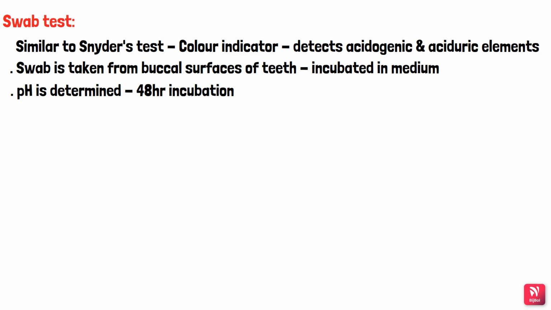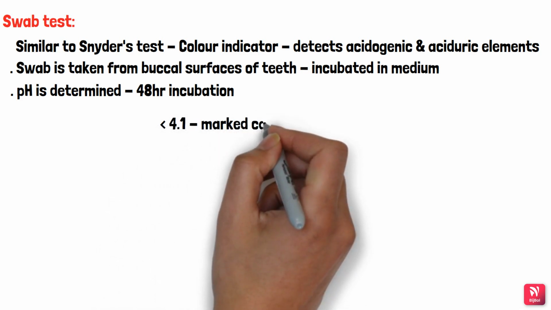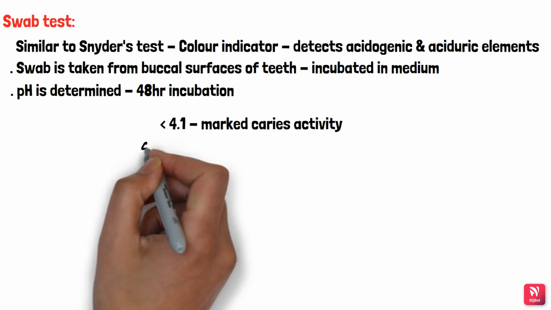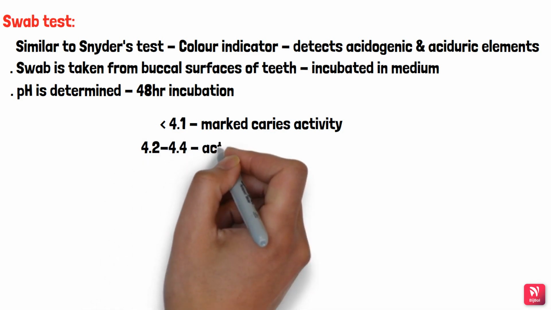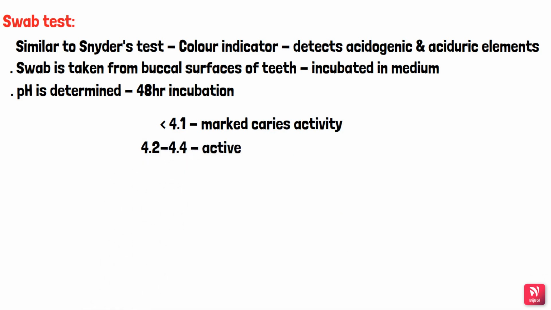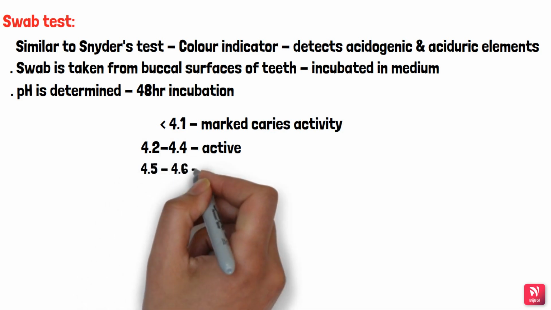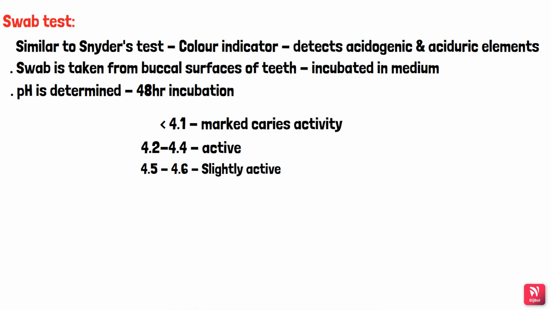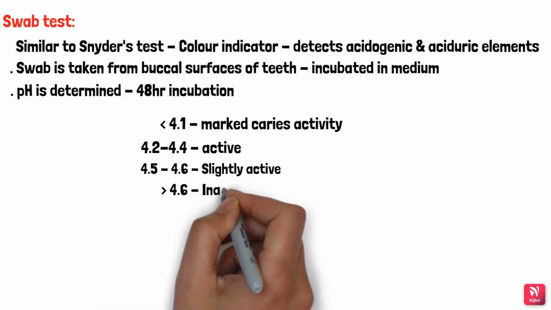So after 48-hour incubation, if we see the color change, same like how we have seen with the bromocresol green, same way. If the pH is 4.1 and below, then there is marked caries activity. If the pH is around 4.2 to 4.4, then it is active. If the pH is 4.5 to 4.6, then it is slightly active. And if it is more than 4.6, then it is considered as an inactive caries lesion.